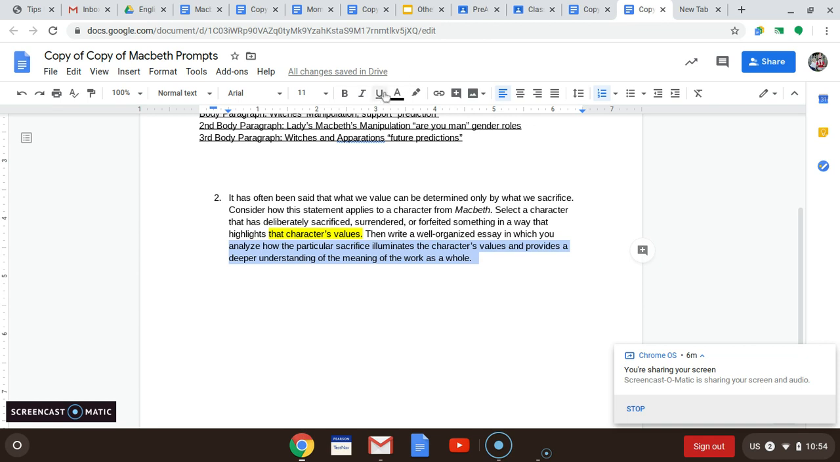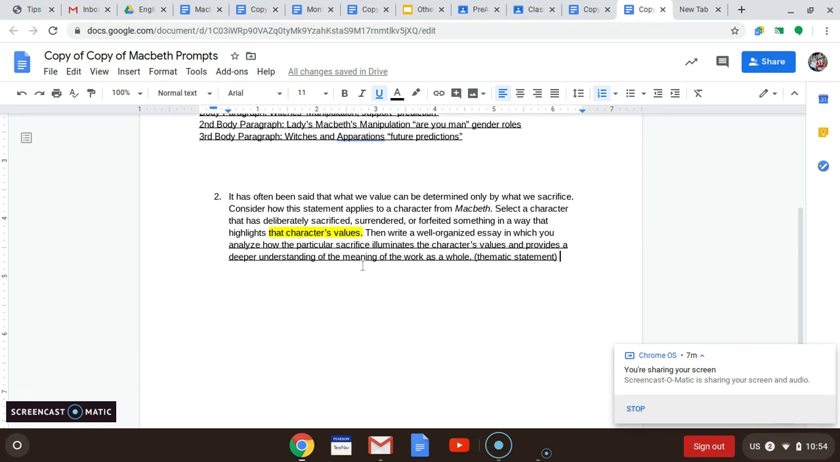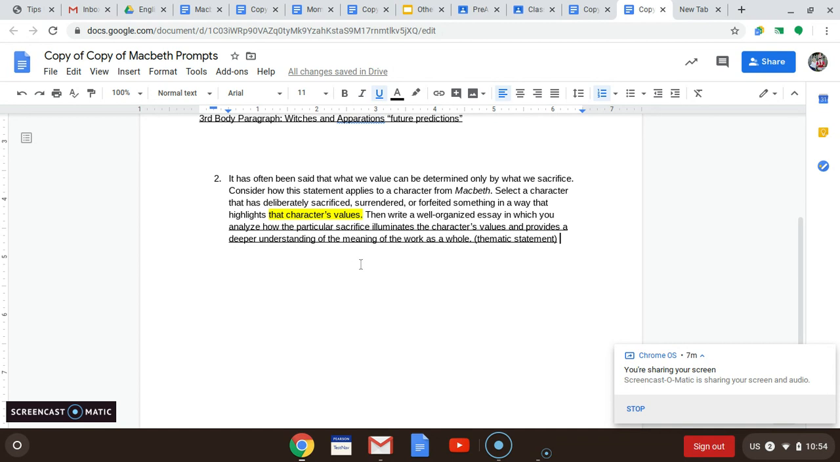So there's my writing task. And then we have the meaning of the work as a whole there. So think thematic statement. You're always going to include a thematic statement. And I'm going to break down each day, like writing claims. I'm going to break down writing body paragraphs, introductions, conclusions. So you guys will be able to see that.